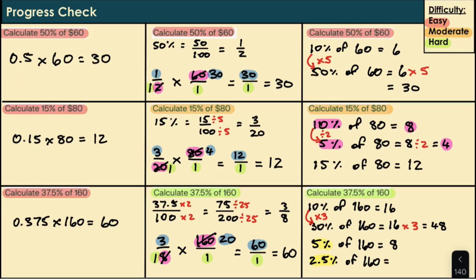And we also need 2.5% of 160. 2.5% is half of 5%. So what is half of 8? That would be 4. Now 37.5% is 30% plus 5% plus 2.5%. So that means we'll need to add all of these yellow values on the right-hand side. That will give us a total of 60. And boom, we have our final answer.